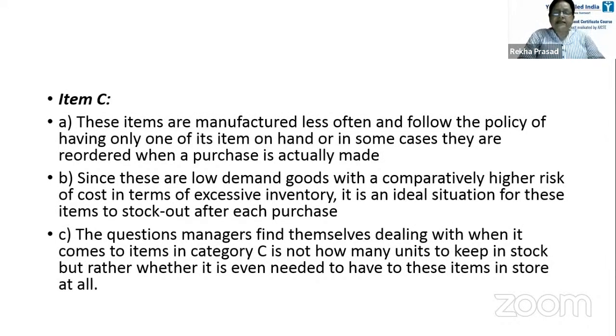Item C. These items are manufactured less often and follow the policy of having one of its item on hand, or in some cases they are reordered when a purchase is actually made. ये आप बल्क में खरीद सकते हैं, आपको इंडिविजुअली खरीदने की जरूरत नहीं है, क्योंकि ये इनकी जरूरत पड़ती रहेगी, but it is not very costly.